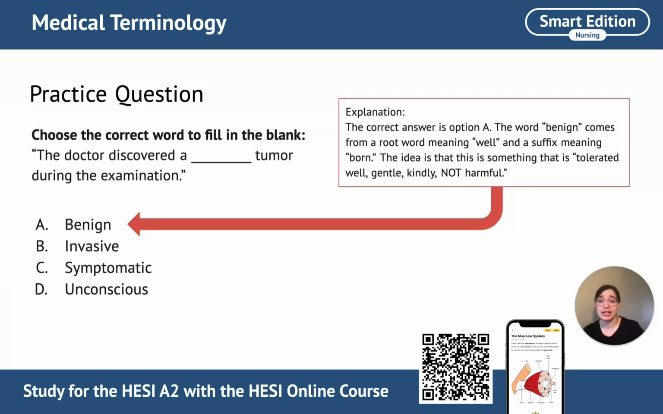So going through our answer options, you'll see why I mentioned that. The word benign comes from a root meaning well, as in good, and a suffix meaning born.